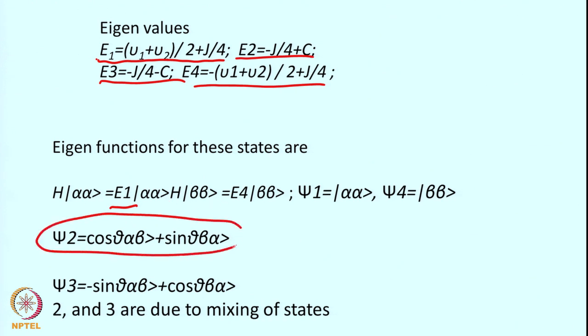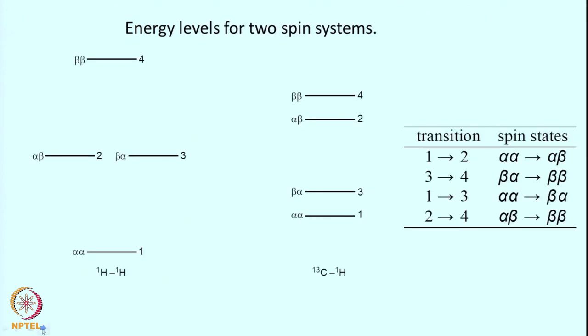So, phi 2 is actually cos phi alpha beta and sin phi beta alpha. So, one can solve this, and these two terms are coming because these two spins are mixing because of the coupling between them. So, the 2-3 terms are coming because of the mixing of the states. Fine. So, these are the states. So, as we defined, let us take a simplified version of this.